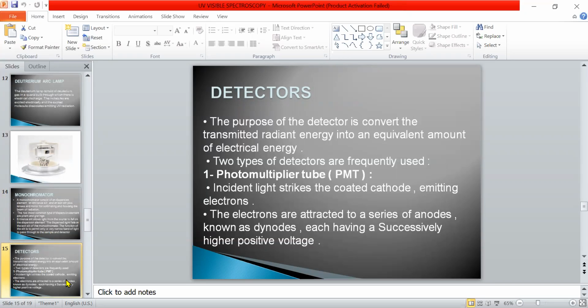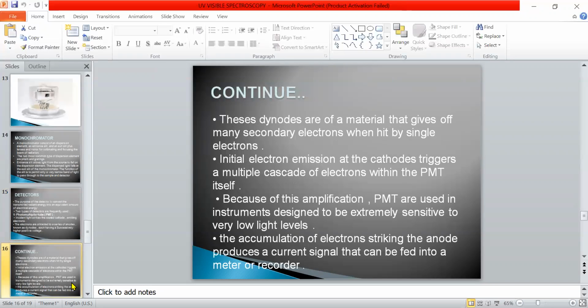The electrons are attracted to a series of anodes known as dynodes, each having a successively higher positive voltage. These dynodes are of a material that gives off many secondary electrons when hit by a single electron. The initial electron emission at the cathode triggers a multiple cascade of electrons within the PMT itself. Because of this amplification, PMTs are used in instruments designed to be extremely sensitive to very low light levels. The accumulation of electrons striking the anode produces a current signal that can be fed into a meter or recorder.